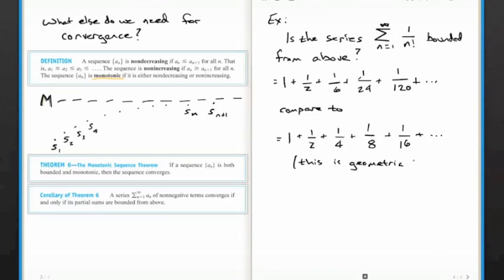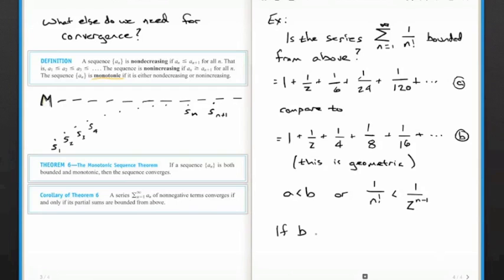This is geometric. So this one, if I call this one A, and I call this one B, I know that A is always going to be less than B. Or I could also say that 1 over n factorial is always less than 1 over 2 to the n minus 1, which represents this one here. So one is always less than the other.